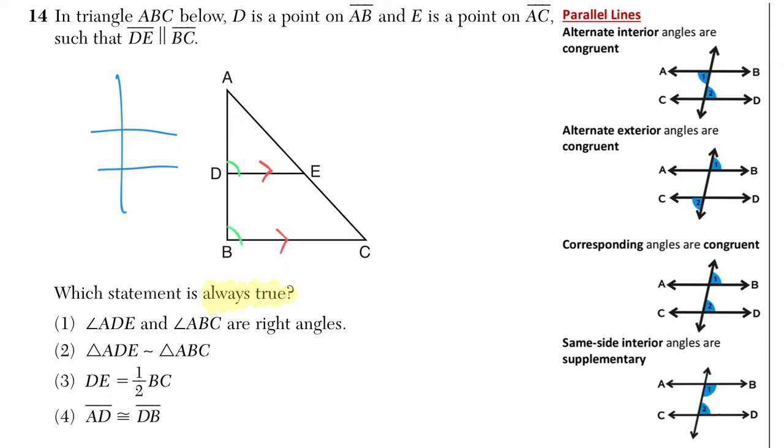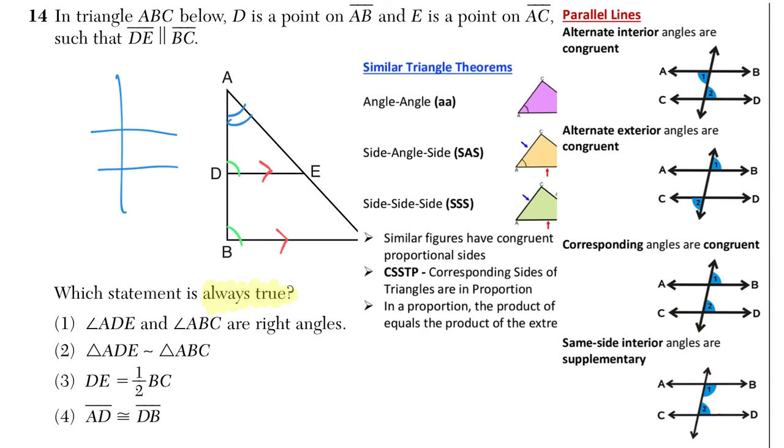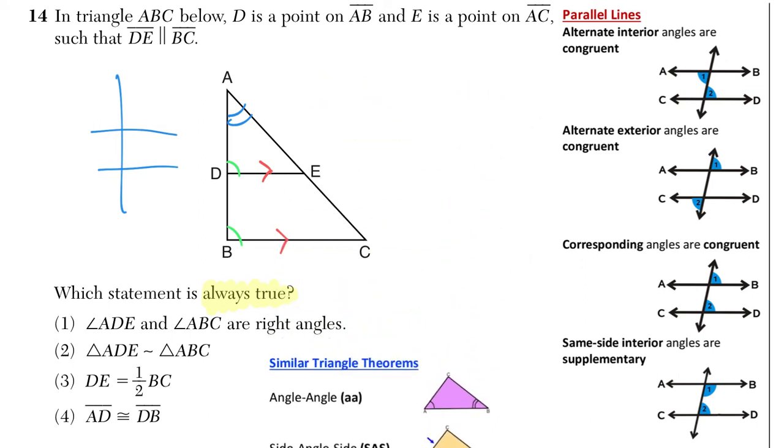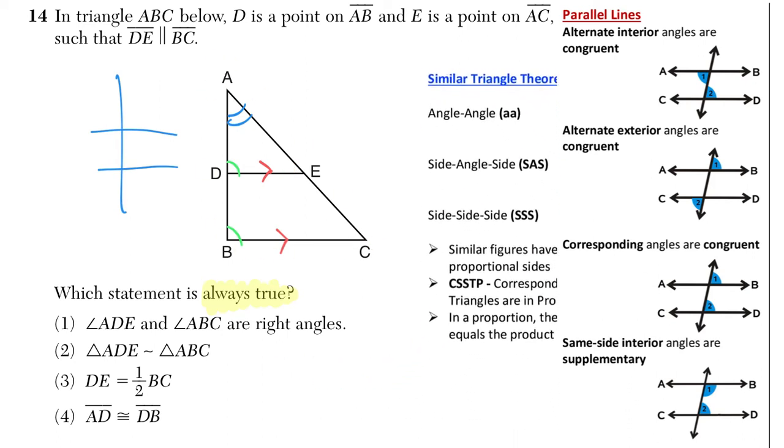And so I also know that we've got a small triangle and a large triangle, and these two triangles share that angle right there. So what does that mean? I can immediately recognize that we've got similar triangles because of AA. So this triangle is similar to this triangle. Now let's go ahead and evaluate possibilities, options 1 through 4.